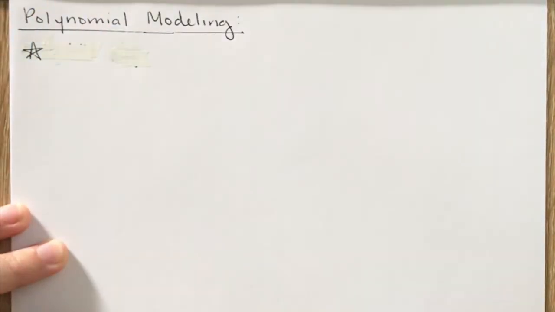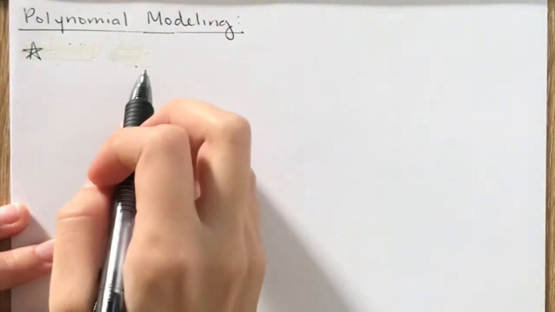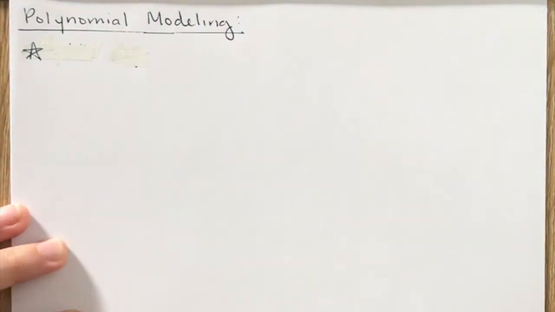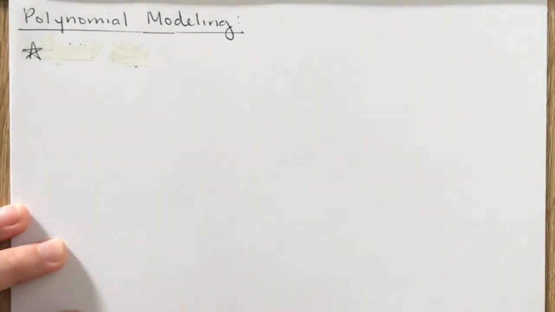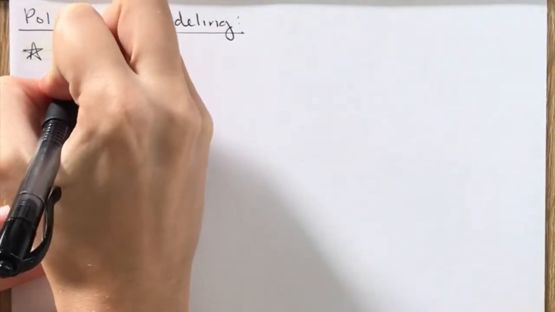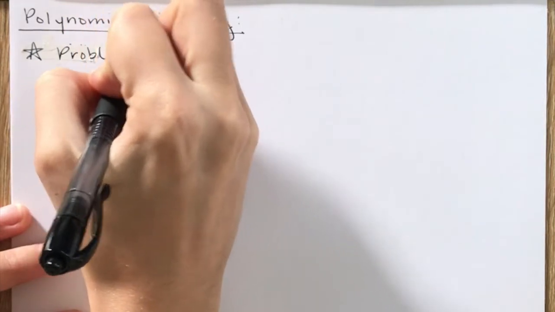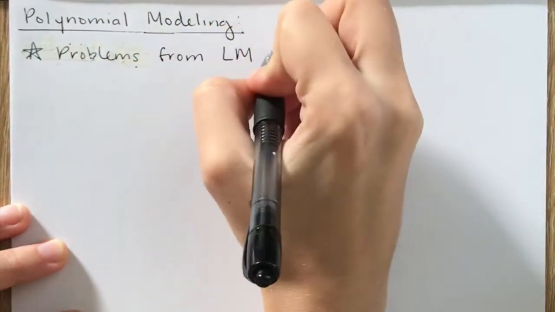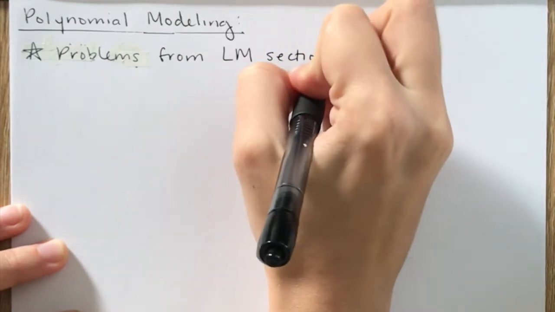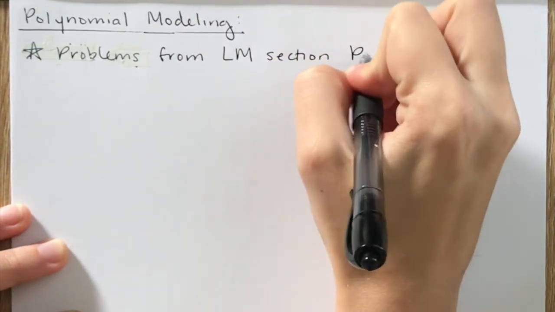So I'm going to start off with an example from the lab manual, but I'm actually not going to use the lab manual pages. I'm going to write it in our notes so that we have plenty of space to write as much as we need to. So I'm just going to go ahead and write up here problems. These problems are from the lab manual section, polynomial modeling.